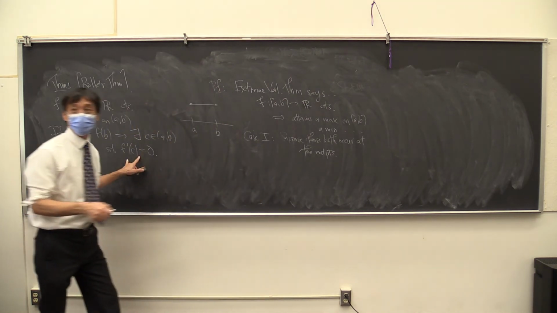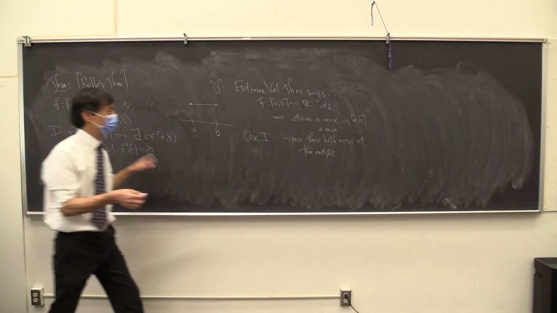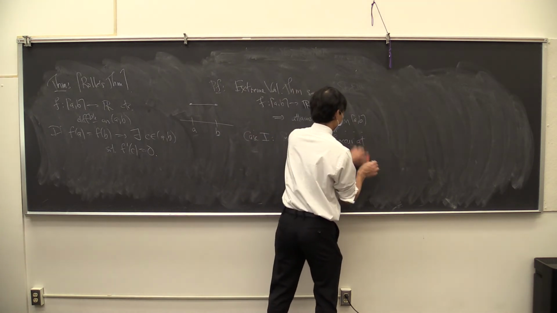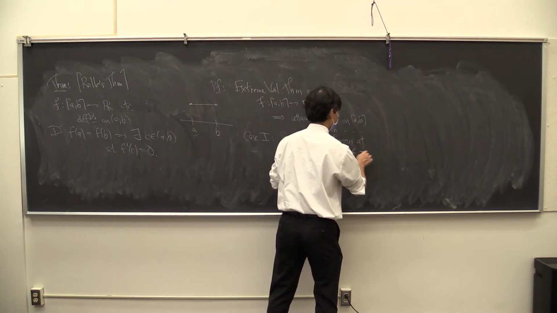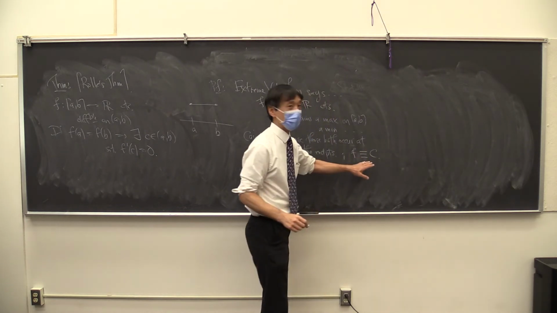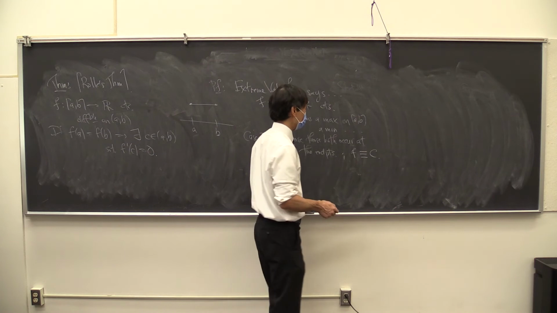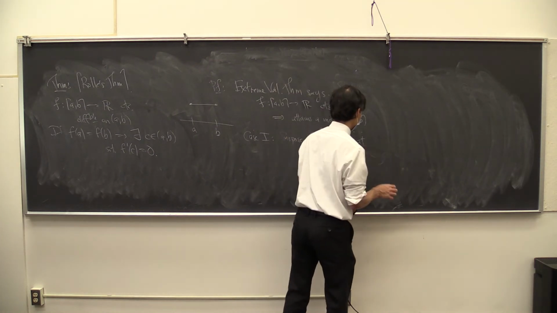Definitely, there's a place where the derivative is 0, right? Right. Done. So f is constant. This triple bar means f is constantly equal to some constant. Okay. So f is constant.